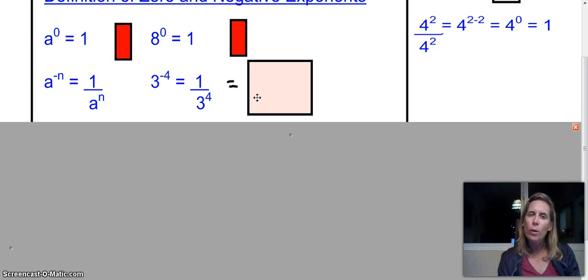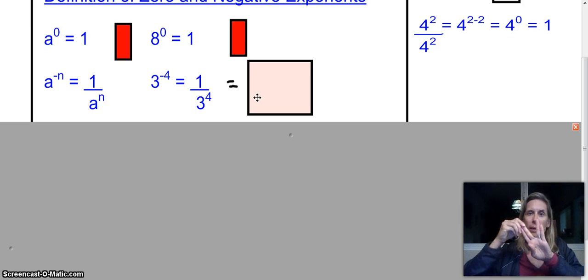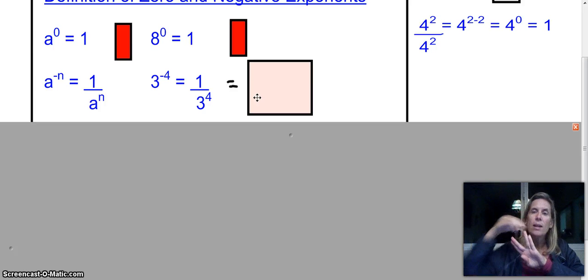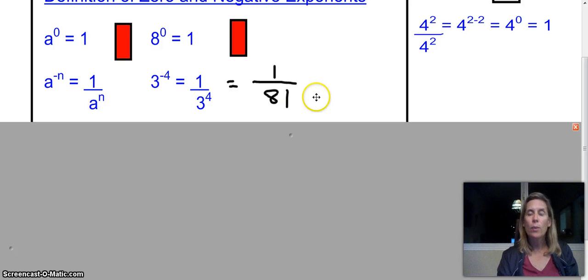And 3 to the 4th would be 4 3s. 3 times 3 times 3 times 3. 3 times 3 is 9, so 9 times 9 is 81. So this equals 1 over 81.